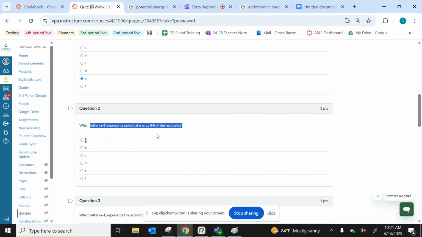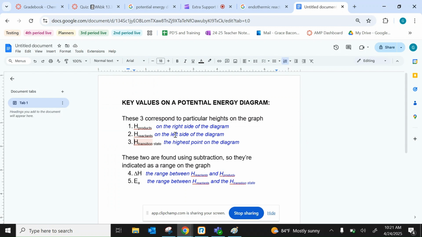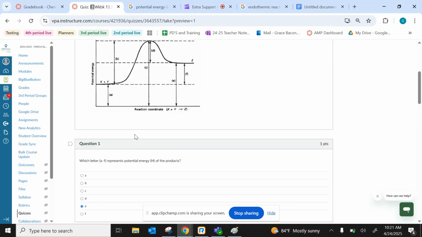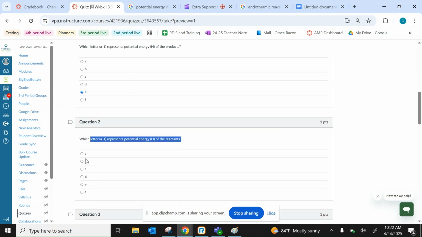Which letter A through F represents the potential energy of the reactants? We said the potential energy of the reactants is always going to be on the left side of the diagram. It's what we're starting with. So that's going to be A, that height that gets me all the way up to my reactants, which in this case are some chemicals called X and Y. That's going to be A.